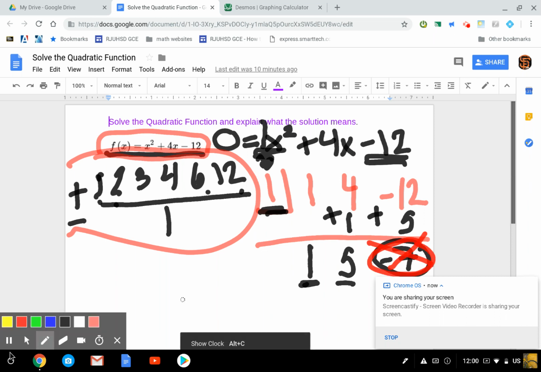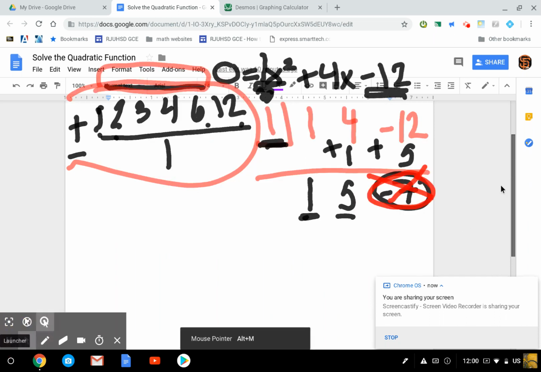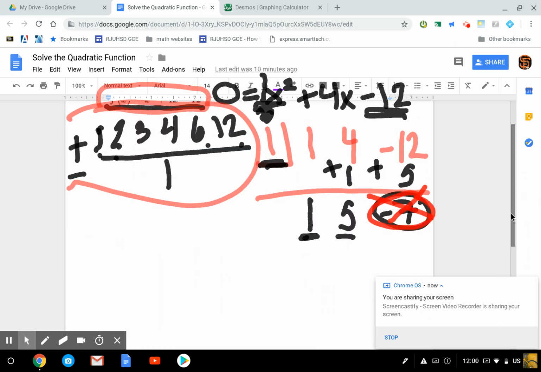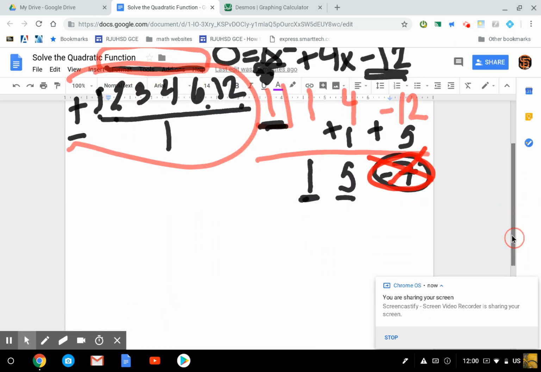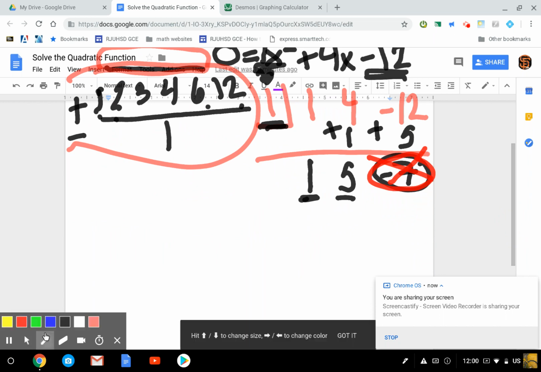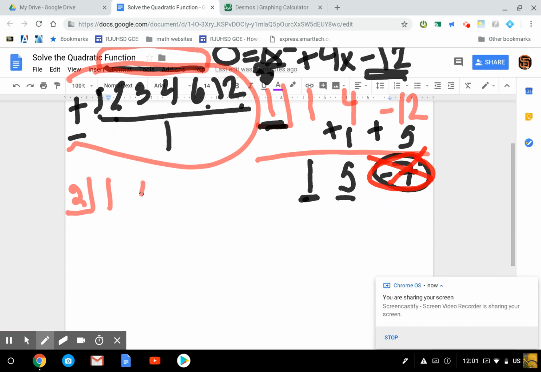If I scroll down, I might have a little bit more room. There we go. So now we are going to try another number. Let's try 2. We're going to set it up. We're going to put 2 in our box. We're going to take our original function. The numbers were 1, 4, and negative 12. And now we draw a line. Let's solve.